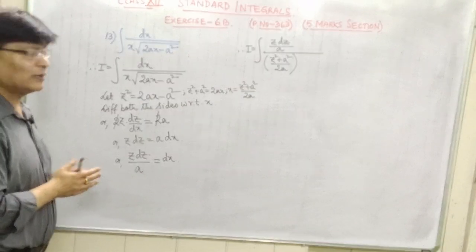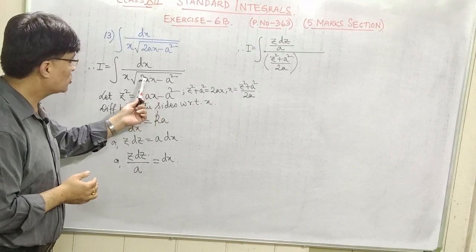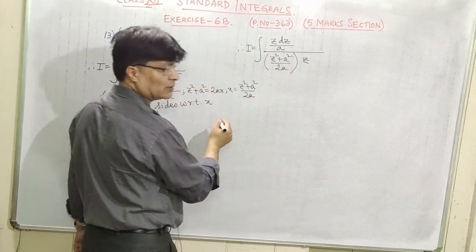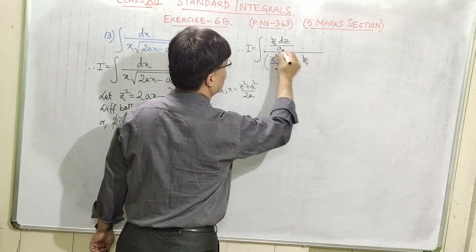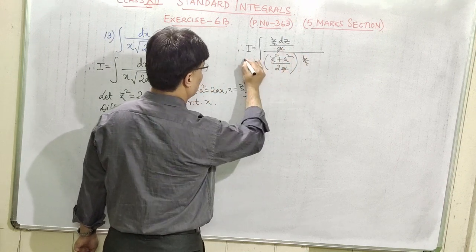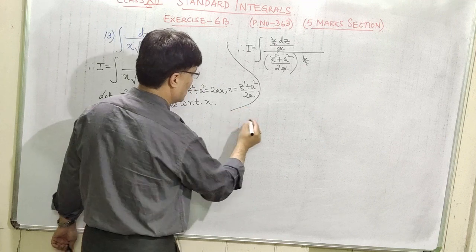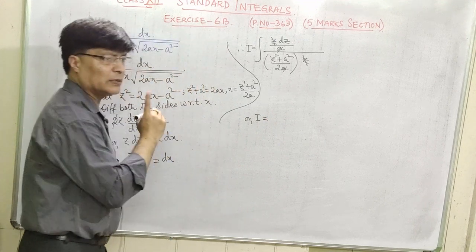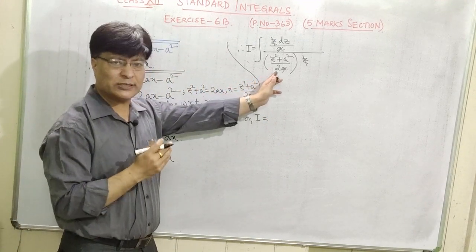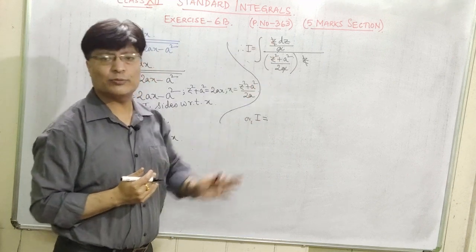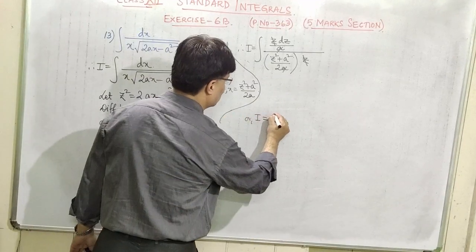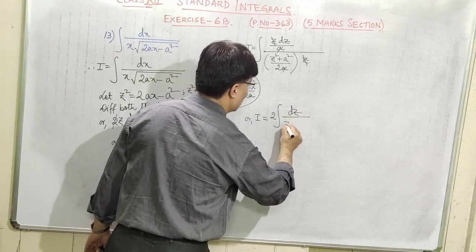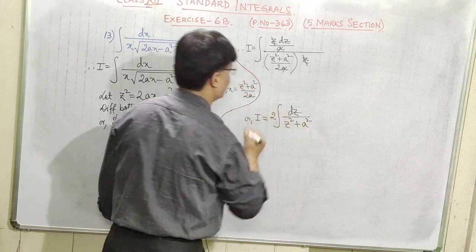Then this is root over z square, isn't it? 2ax minus a square is z square. So what is root over z square? That is your z. So here this z will be cancelled and this a will be cancelled. So next, I is equal to, now in this case this 2 is a constant, which is in the denominator, so it goes up in the numerator. Here 2 is a constant quantity, so 2 is taken outside the integral sign. It is the integration of dz divided by z square plus a square.